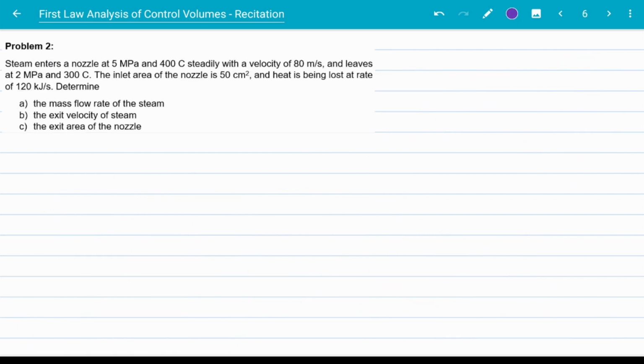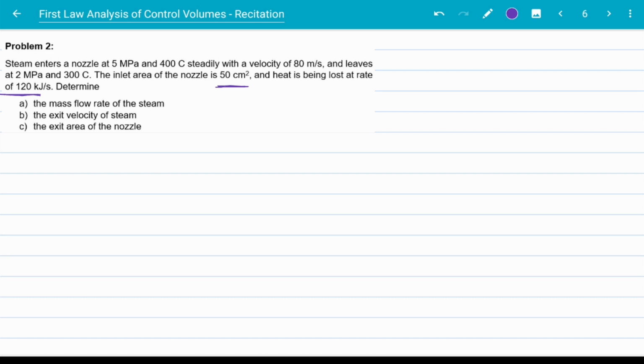Okay, problem 2. We have steam entering a nozzle at 5 megapascals and 400 degrees Celsius steadily, meaning that this is a steady state problem. The velocity at the inlet is given as 80 meters per second. The steam exits the nozzle at 2 megapascals of pressure and 300 degrees Celsius. The area of the inlet is given as 50 centimeters squared. We also know that some heat is lost during this process. We are asked to find the mass flow rate, the exit velocity, and the exit area of the nozzle.